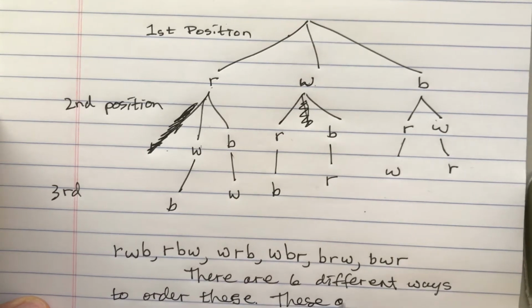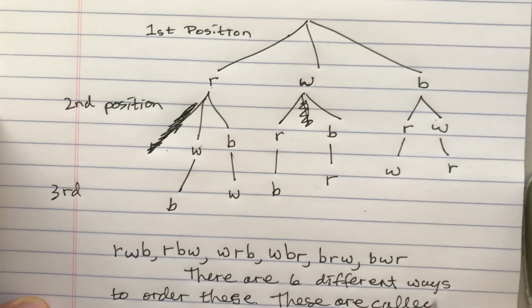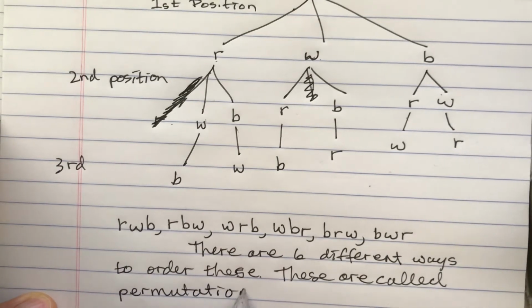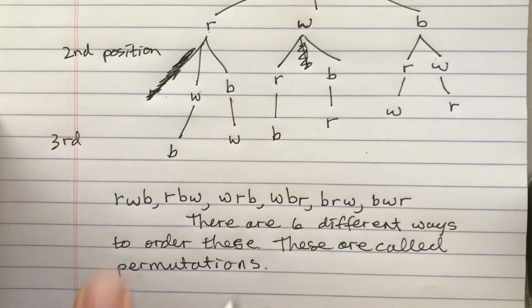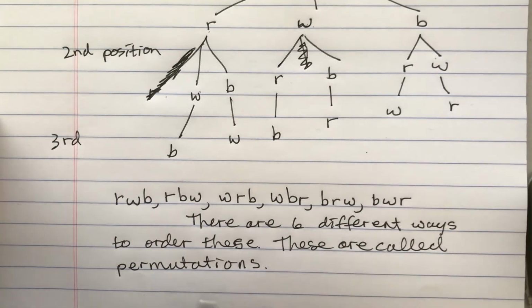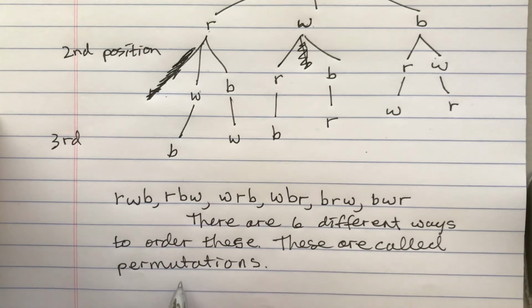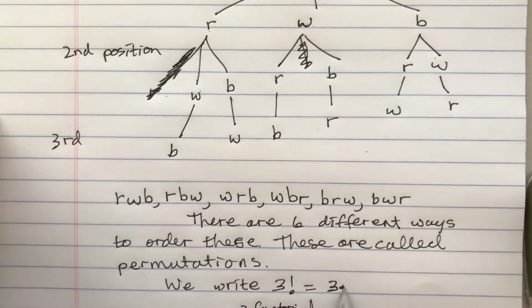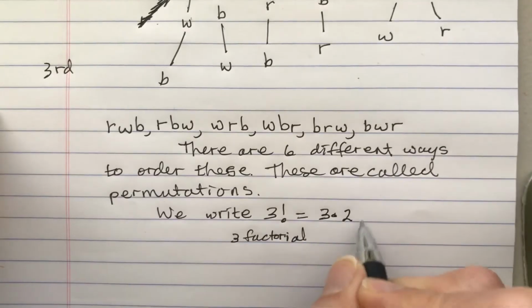These are called permutations. Permutations are the different ways you can order. Here I'm using colors, but pretty often you would just take the numbers 1, 2, 3, and you would order those numbers. Okay, now how are we getting this? Well, we write 3 factorial. And 3 factorial is 3 times 2 times 1.